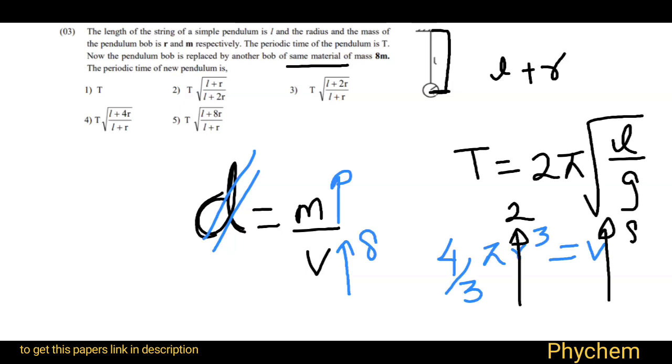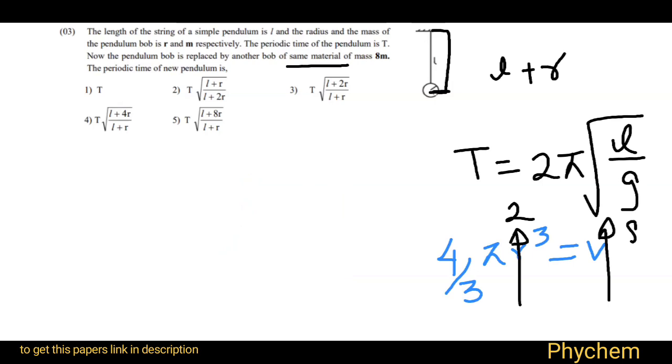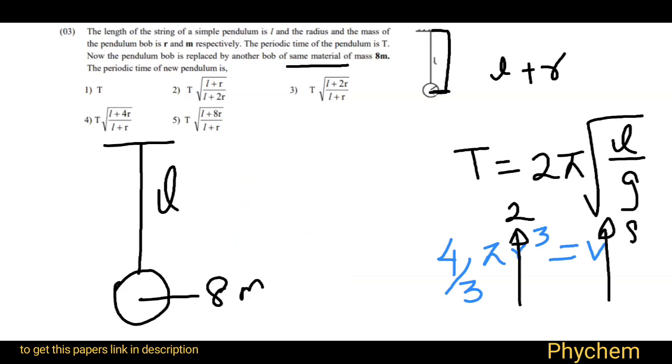So after changing the mass, now the distance would change to L plus 2R, because initially the length is L and now you change it by 8m. So now this distance will become 2R. So the total distance will become L plus 2R. Okay, so now the final distance from the point where it is attached to the center of mass of the bulb will become L plus 2R.